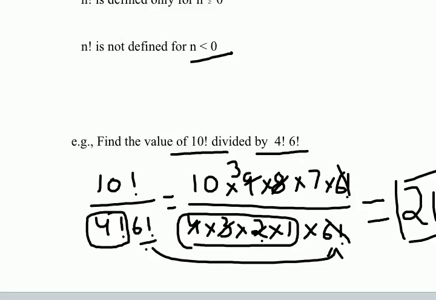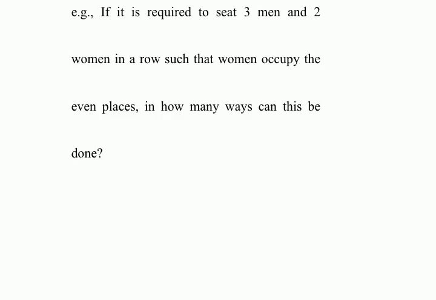Clear? Good. Okay, let's see if you really understood the concept of factorials and how to use it in a GMAT kind of problem. So this is a typical GMAT question. If it is required to seat 3 men and 2 women in a row such that the women occupy the even places, in how many ways can this be done?